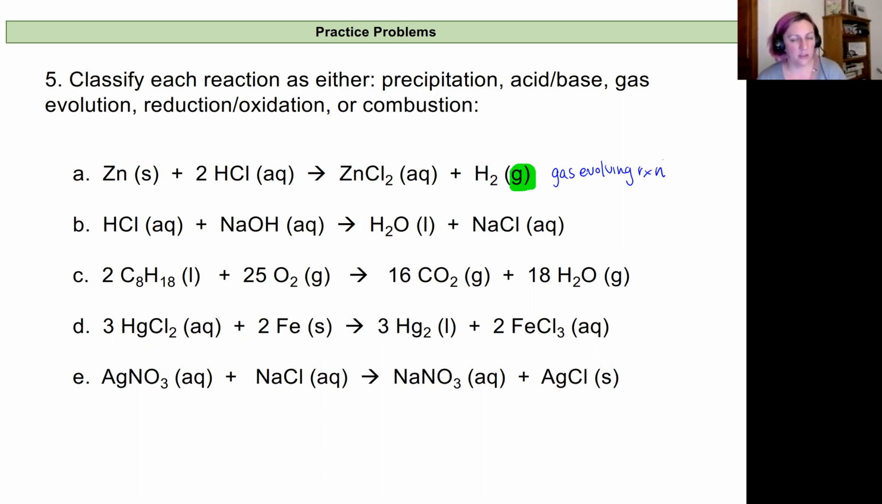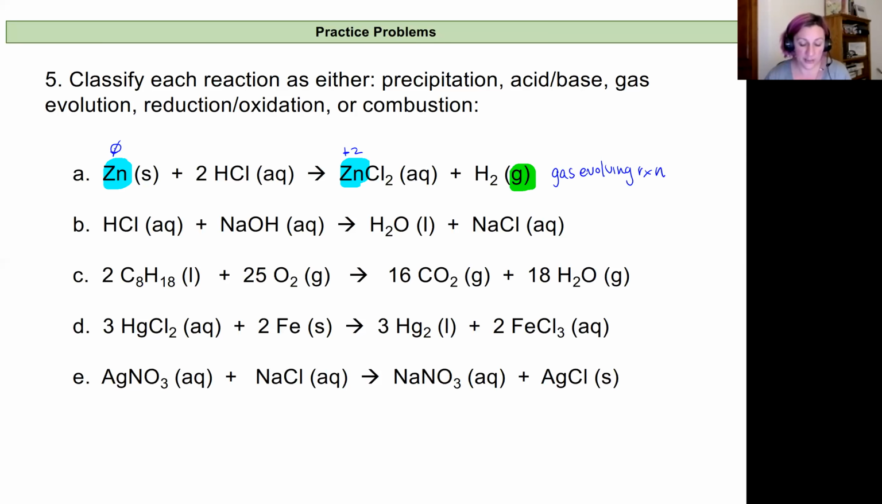But continuing to look at it, I also noticed something else. The zinc has a 0 oxidation state in the reactants. I mean, it's a neutral element. And when I look at it in the products, I see that it's an ionic compound with chlorine. And so that means it has to be +2. So that tells me that something's going on here where it's a redox reaction too.